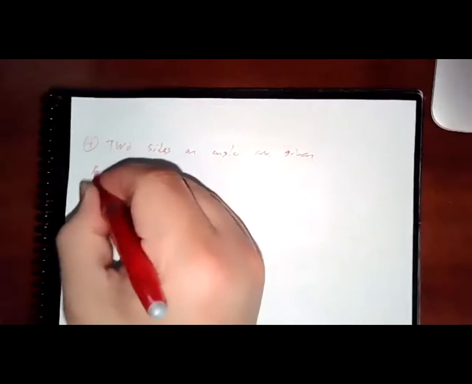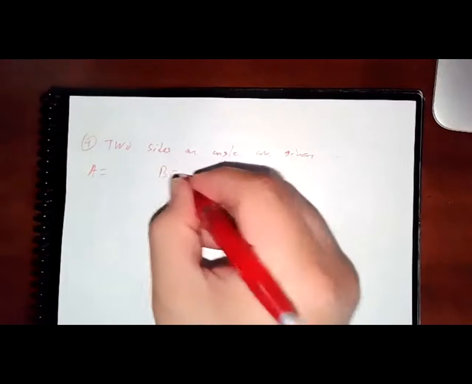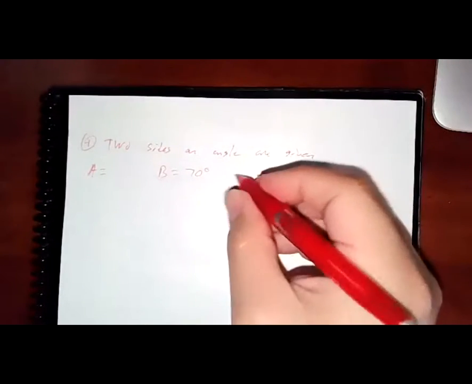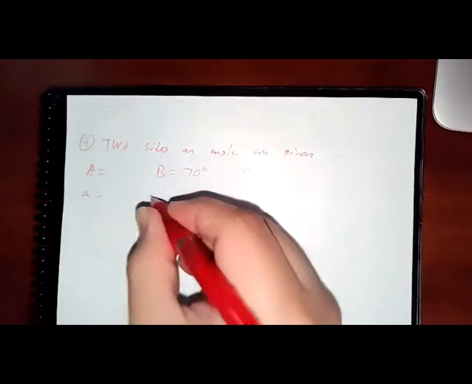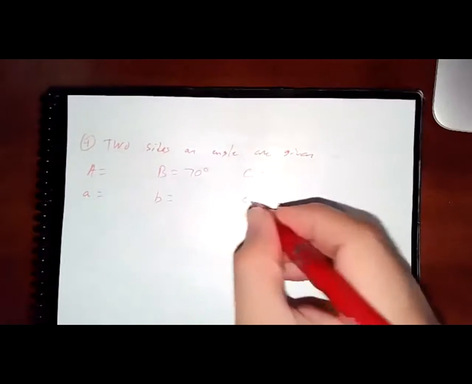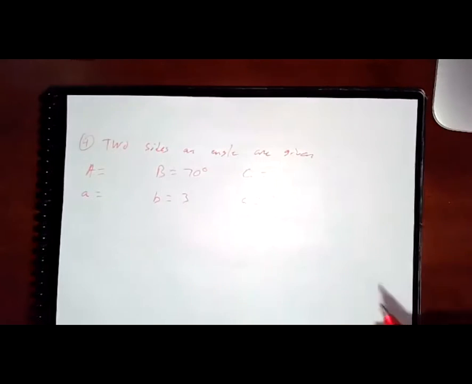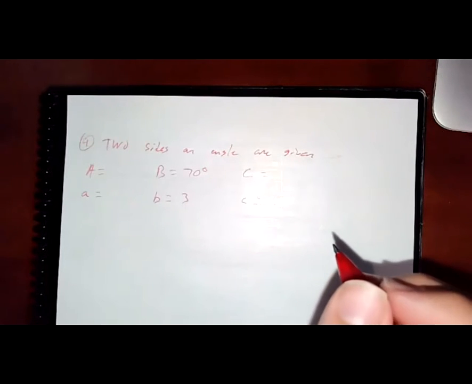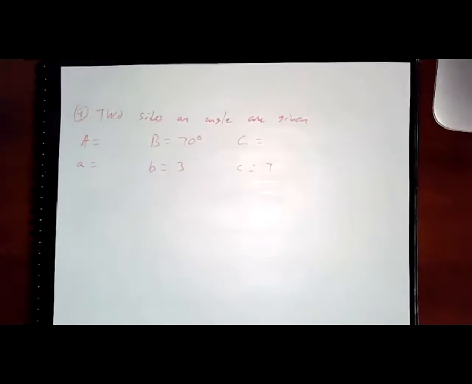So I don't have... I do have capital B though. Capital C. A, B, little c is 7, B is 3. So this is a given. The question is going to tell us to determine if there's 1, 2, or no triangle. Okay.